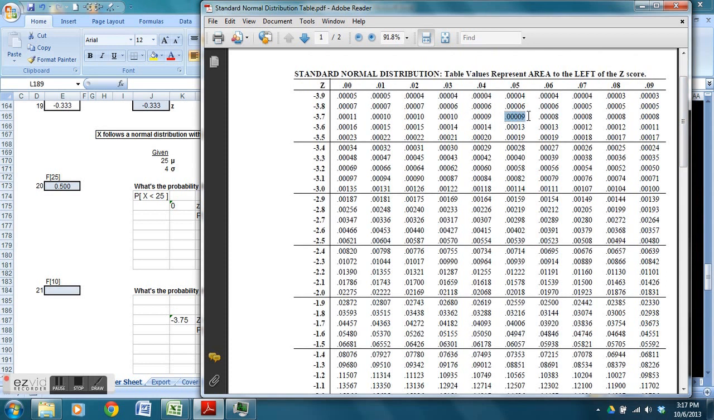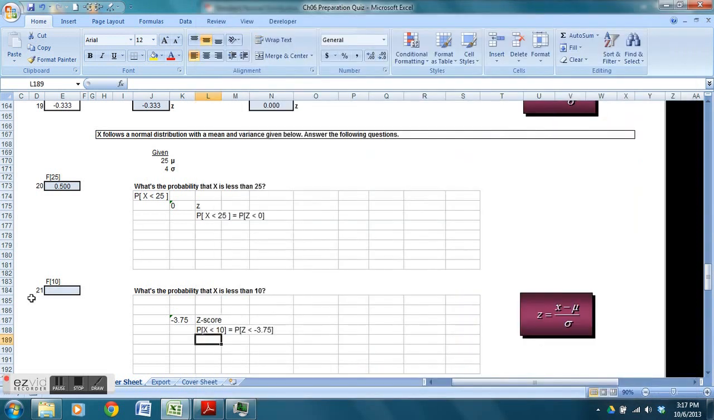3.75, right there. So it's 0, 4 zeros and a 9. There you go. And I'm going to bring this out to show. There we go.